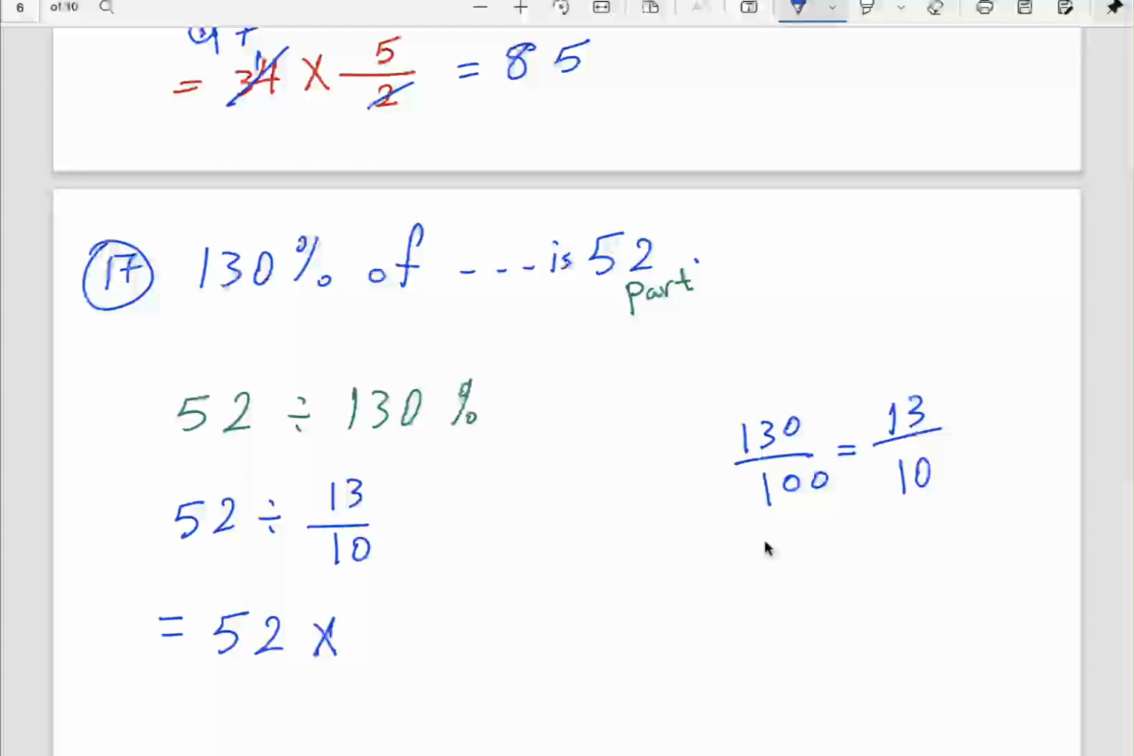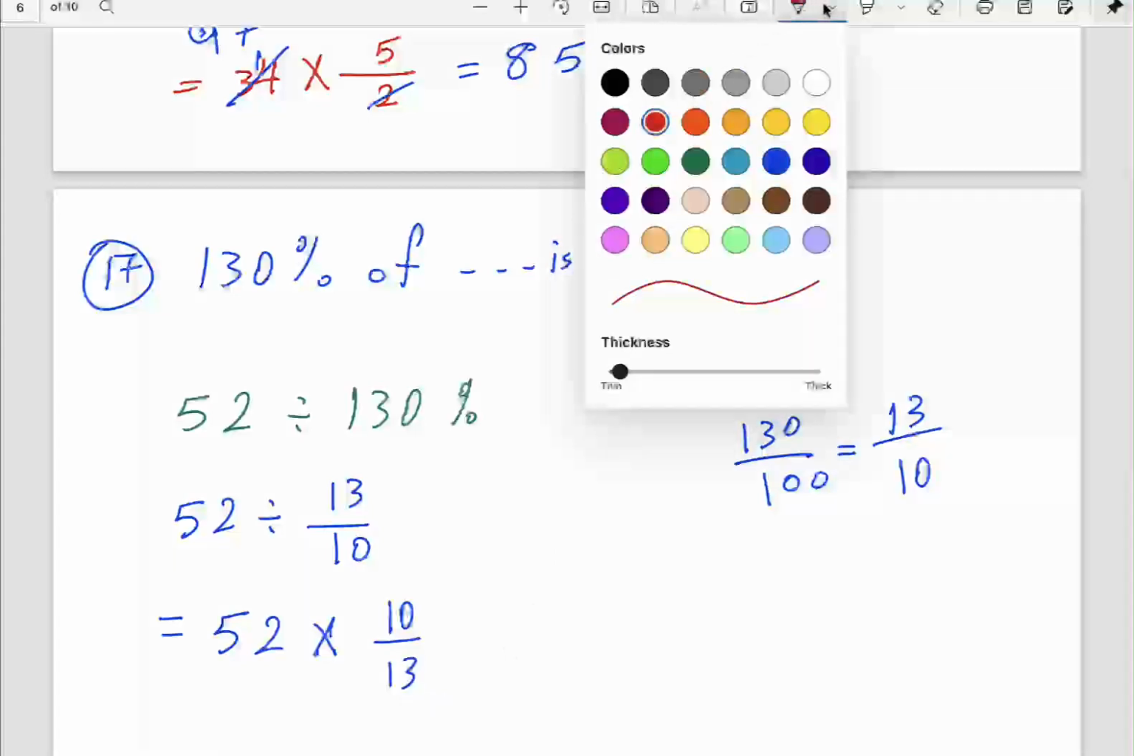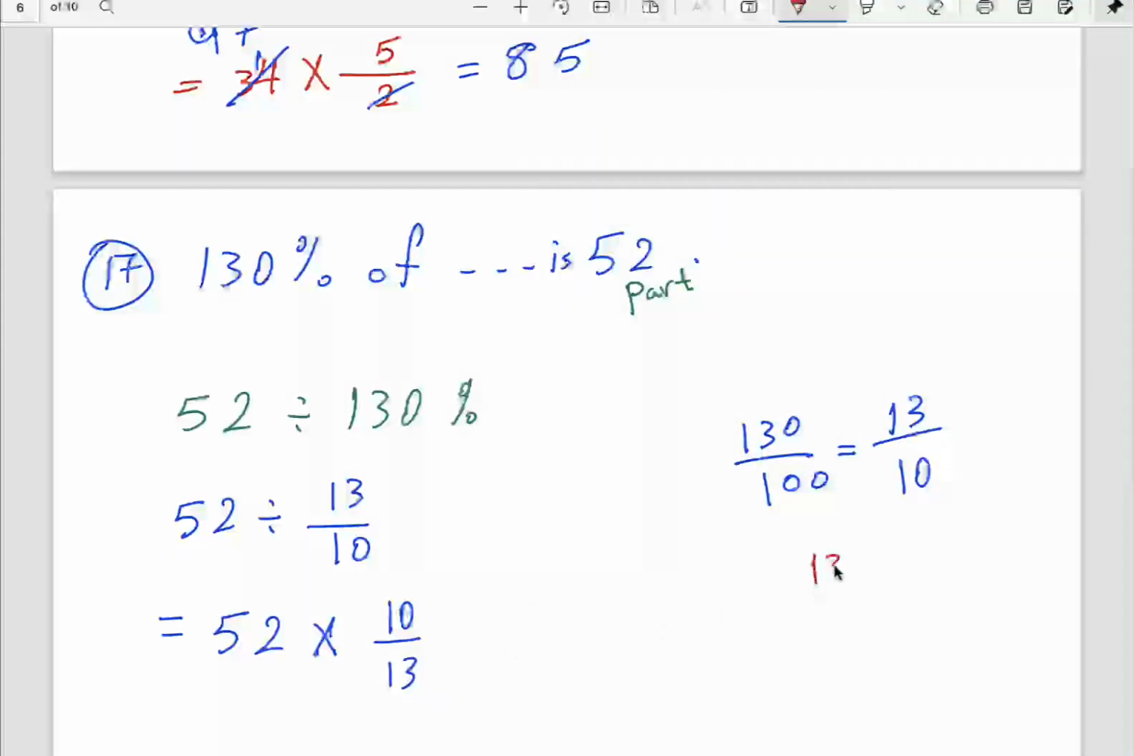What is the reciprocal? 10 over 13. The reciprocal, flip it. Yes, yes, excellent. Now, let's divide. I will help you to make it quickly. I will tell you that 13 multiplied by 4 equals 52. So, what is 52 divided by 13? 4. And now multiply 4 times 10. 40. Okay, 40, thank you, Abdurrahman.